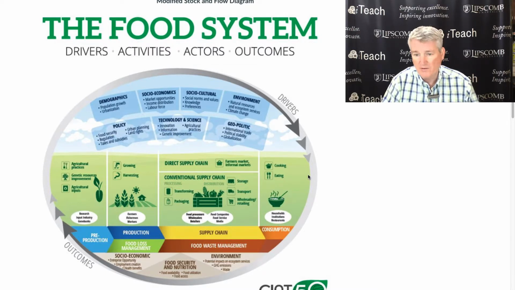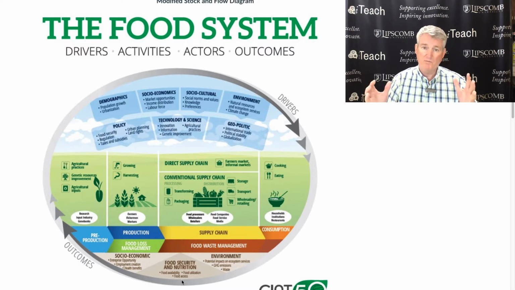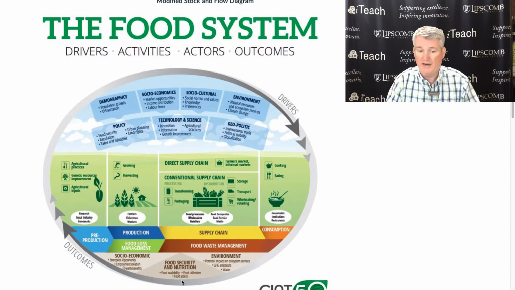And then these drivers function in a cycle to create outcomes. And these outcomes can come in different stages. As you remember, the simple diagram of a stock and flow system is linear, moves from left to right. You have a flow in, you have a stock, you have a flow out. So if you look over here to the left, you can see pre-production, which is ag practices, genetic resources, and agriculture inputs. Some of these drivers have created some of these characteristics of pre-production.